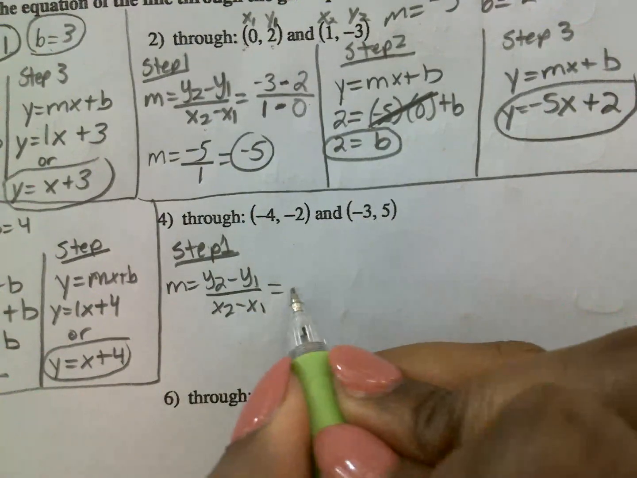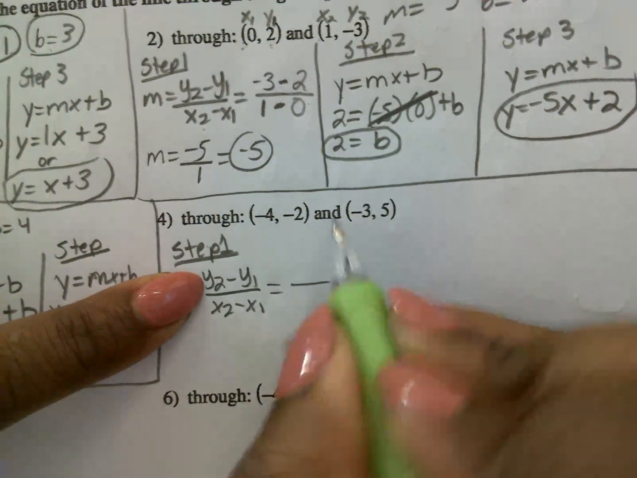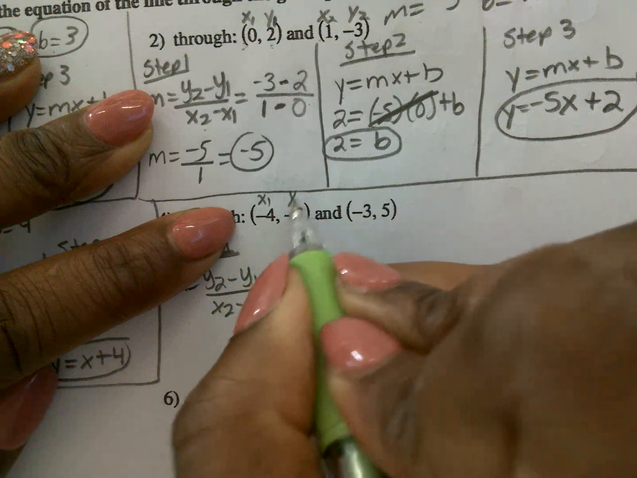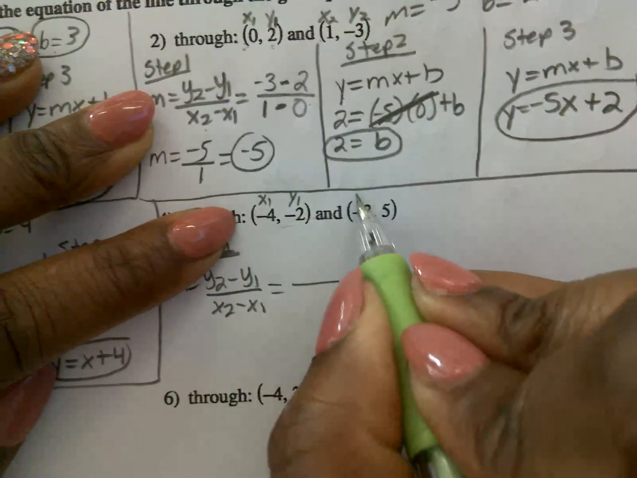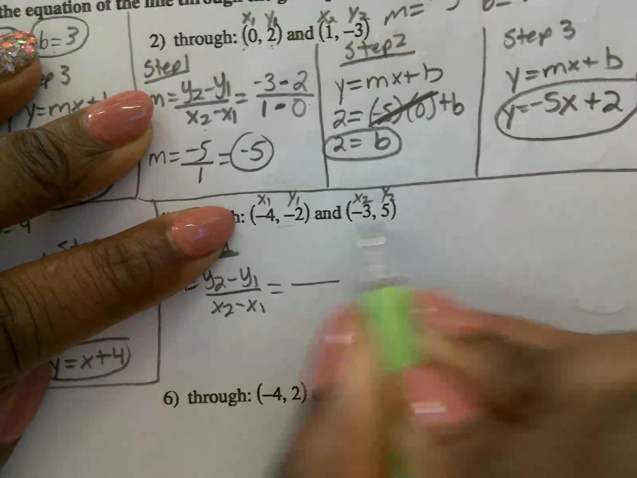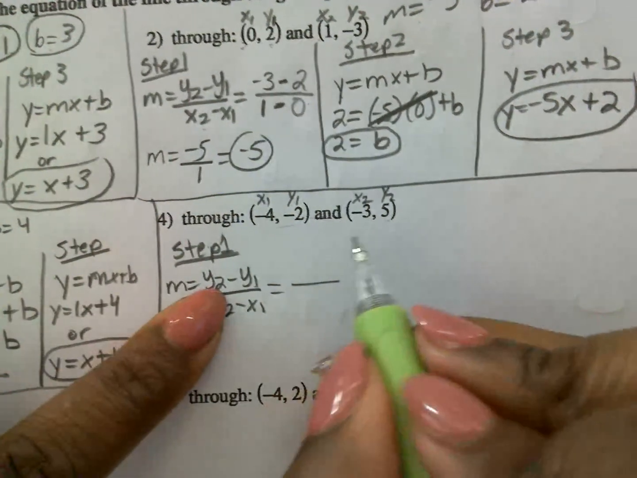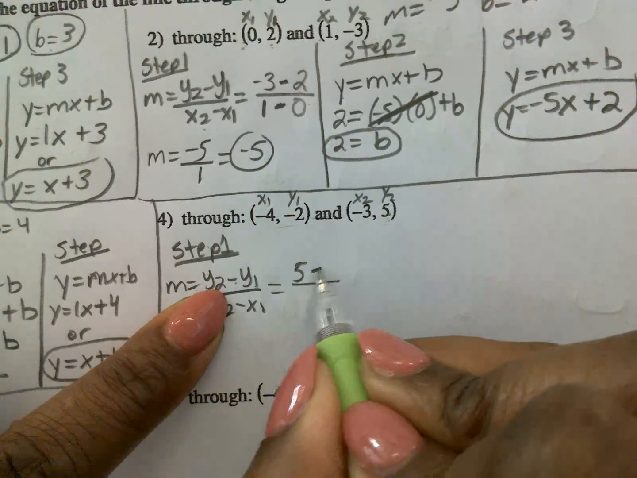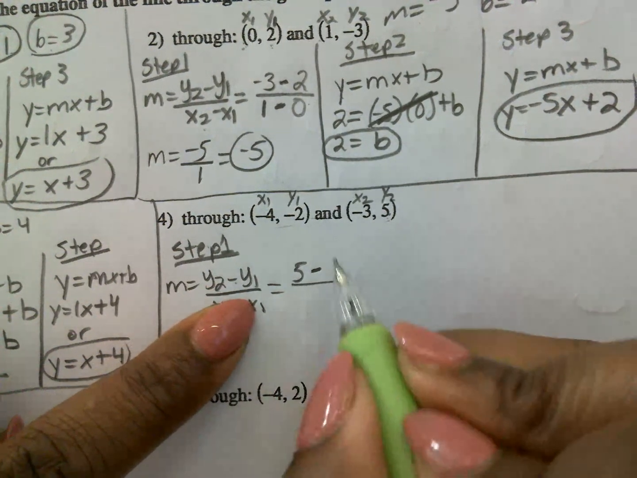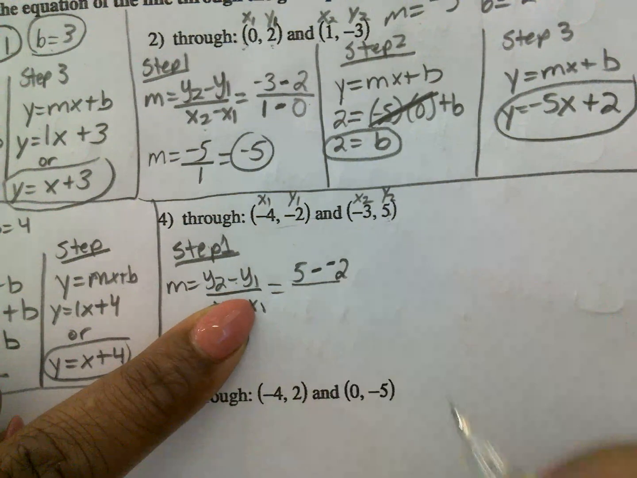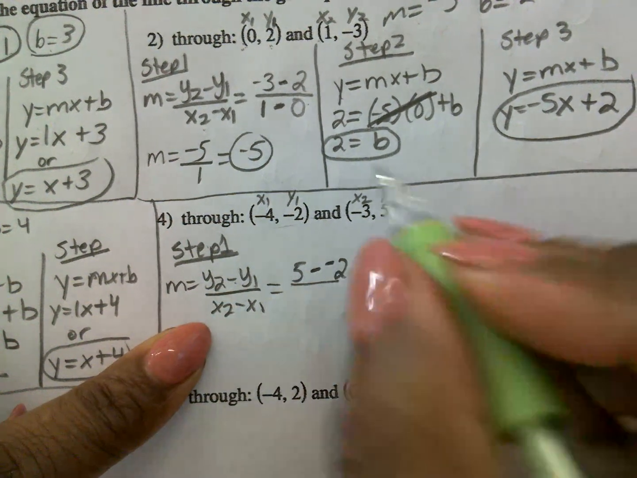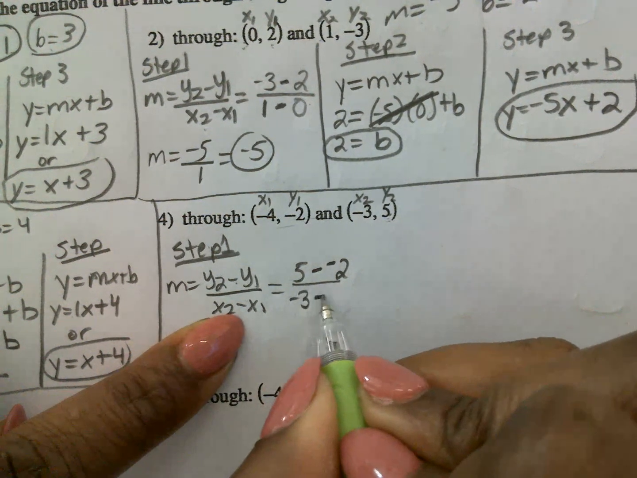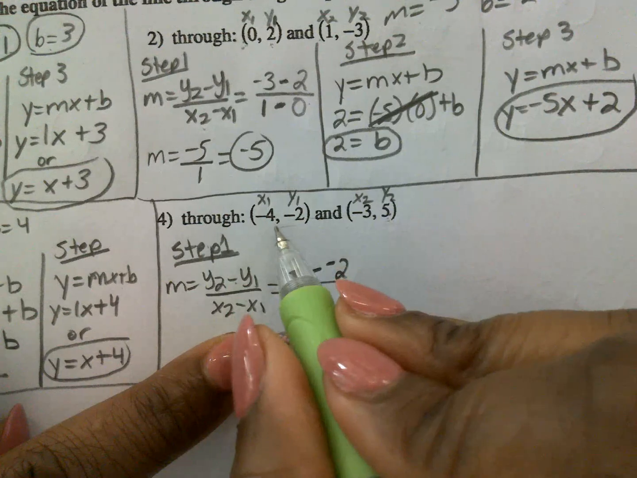So here on the top, your y2, oh, forgot to label. This is x1, y1, first point. x2, y2, second point. Okay? y2 is 5. Minus is a part of the formula. y1 is negative 2. Okay? The bottom. x2 is negative 3. Minus is a part of the formula. x1 is negative 4.